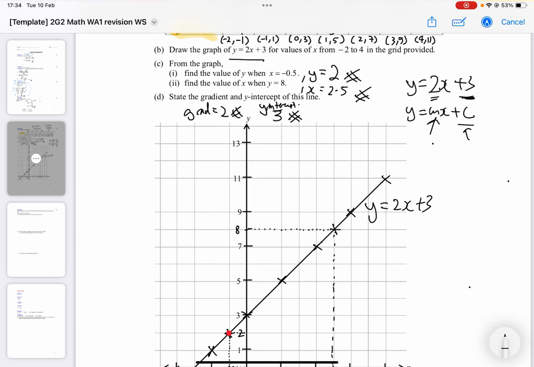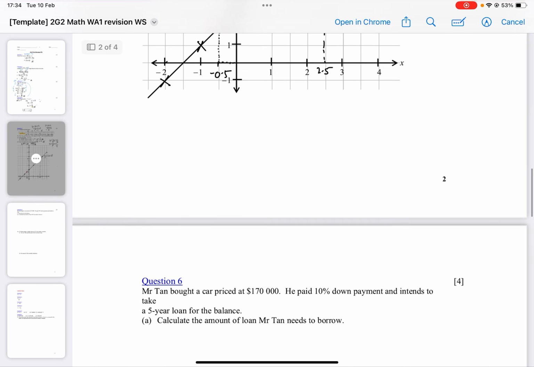Okay, just by reading from the equation.